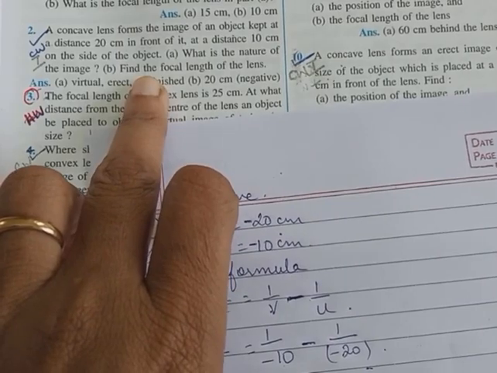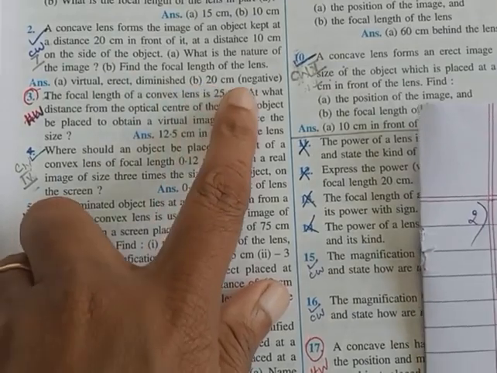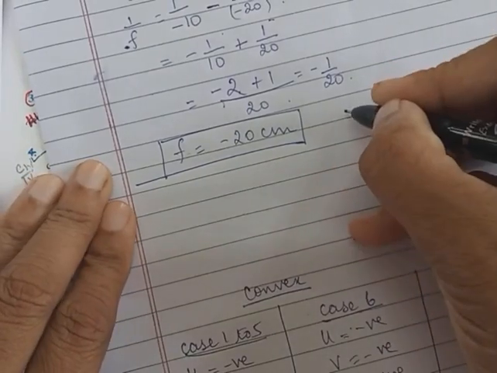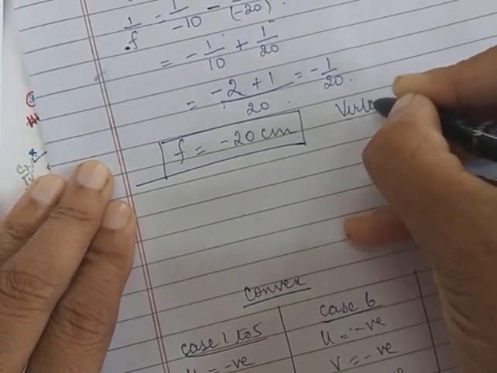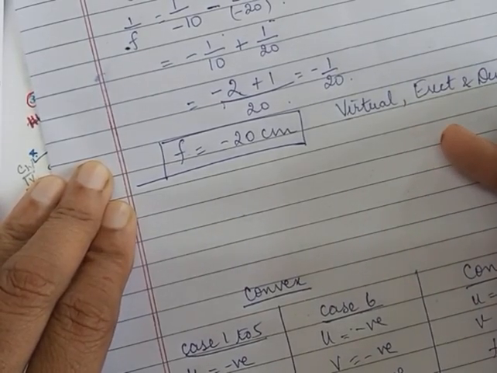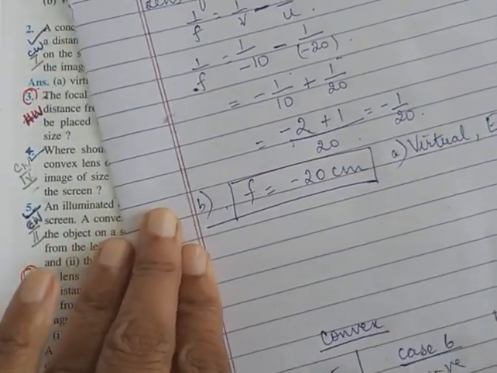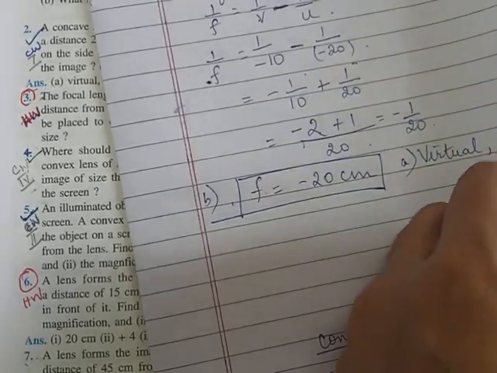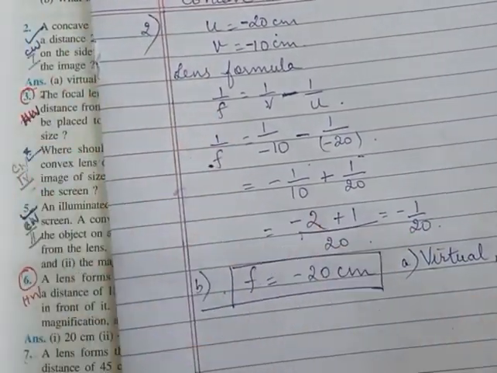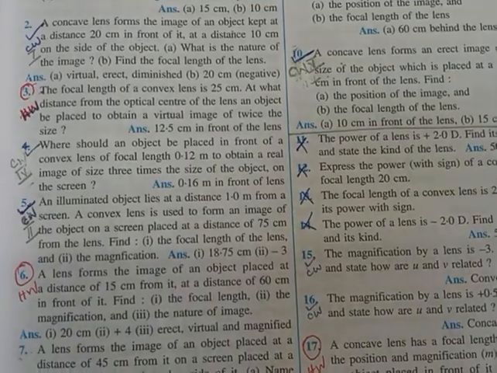So we have done the B part first. Focal length of the lens happens to be minus 20 centimeter. Then for A part, what is the nature of the image? Nature of image: virtual, erect and diminished. That's the nature of image. Is it clear, children? So this is the way, if u and v are given and f has to be found, we have to do that.